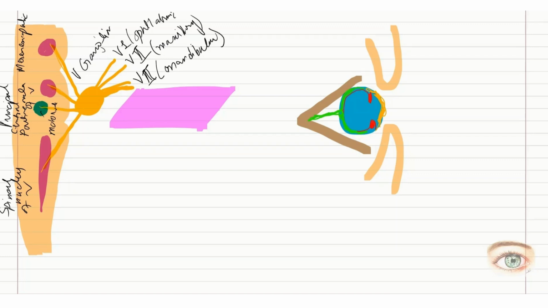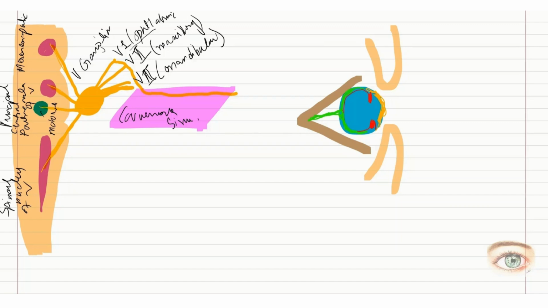So, the fibers from the ophthalmic division will travel through the lateral wall of the cavernous sinus. This structure right over here is called the cavernous sinus. The first and second divisions will pass through the lateral wall of the cavernous sinus. Since we are only discussing the first division, I'm not going to draw it right here.